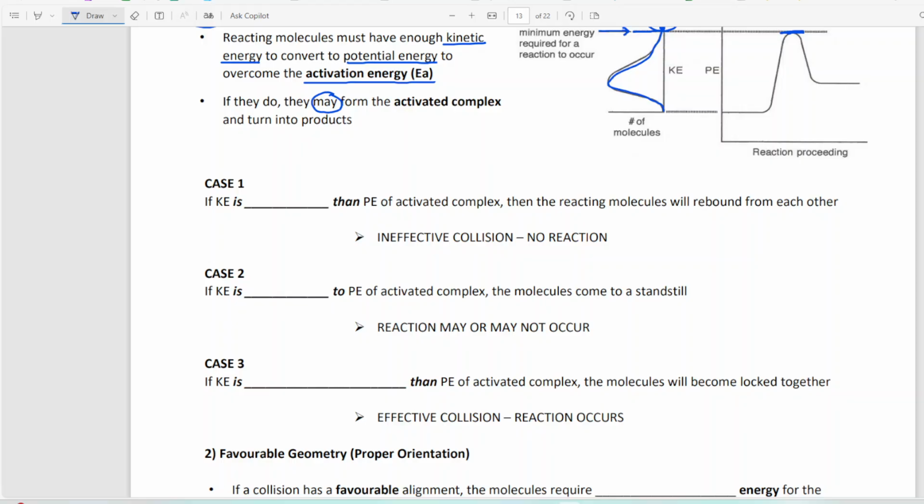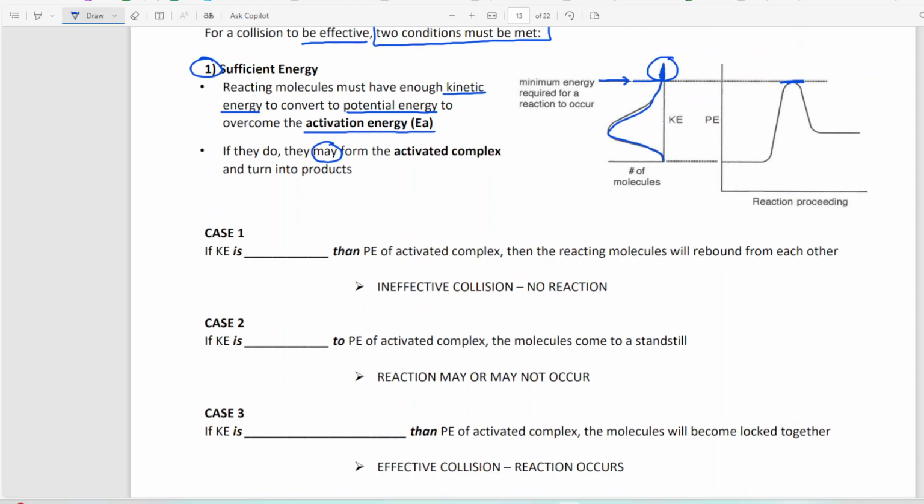Case number one is if the kinetic energy is less than the potential energy of the activated complex, then the reacting molecules will rebound from each other. What do you think the word there is? So if the kinetic energy is less than the activation threshold, it will be an ineffective collision and no reaction will occur.